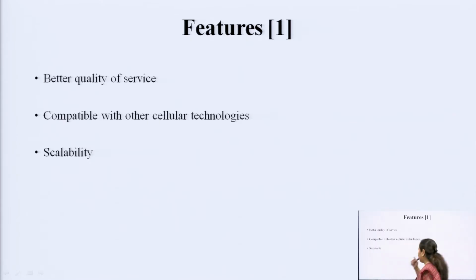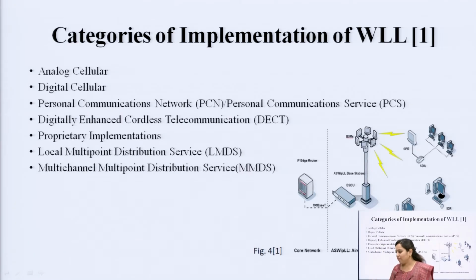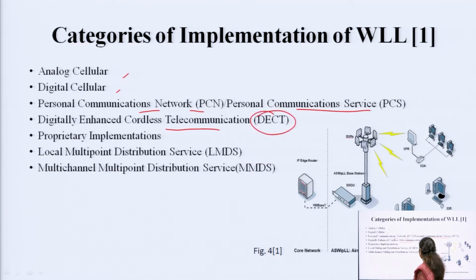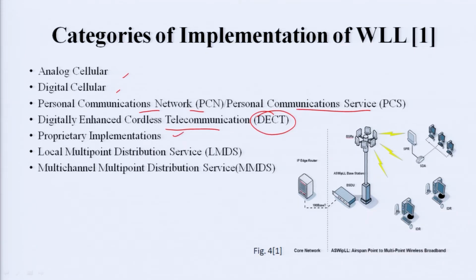Now, the features are that it will provide the best quality of service, compatible with other cellular technologies. Scalability means a large number of users can use a common channel. Now, next is categories of implementation of WLL. The first one is analog cellular, then digital cellular, then personal communication networks PCN or personal communication services PCS. Next is digitally enhanced cordless telecommunication, known as DECT. Proprietary implementations are there, and local multipoint distribution services, that is LMDS.